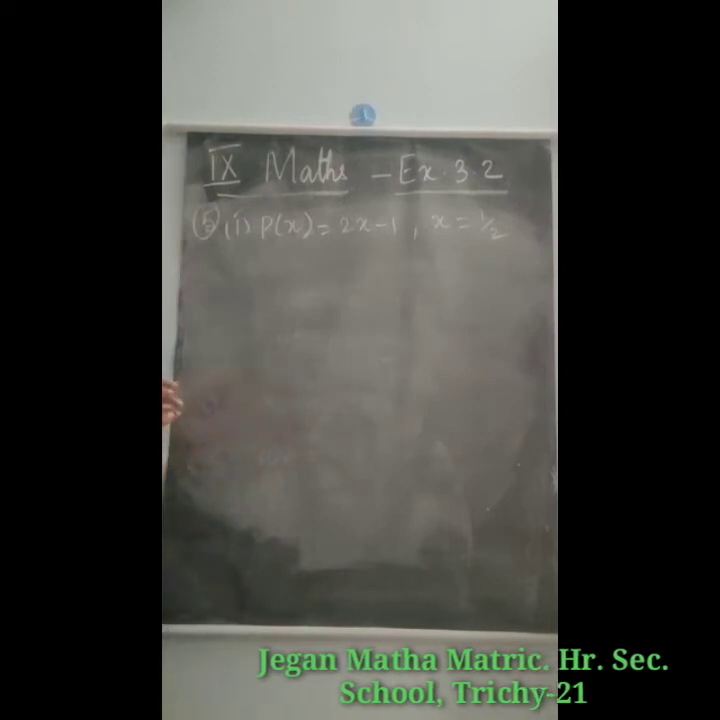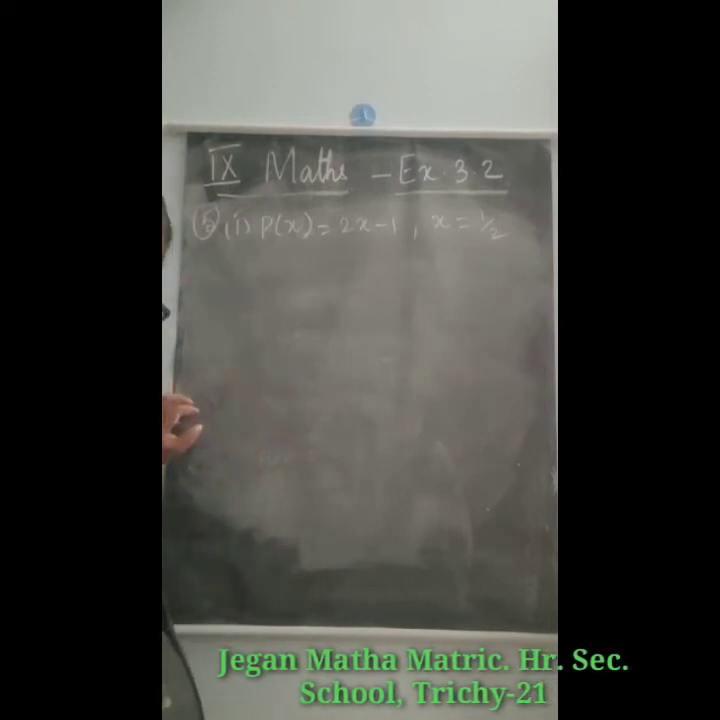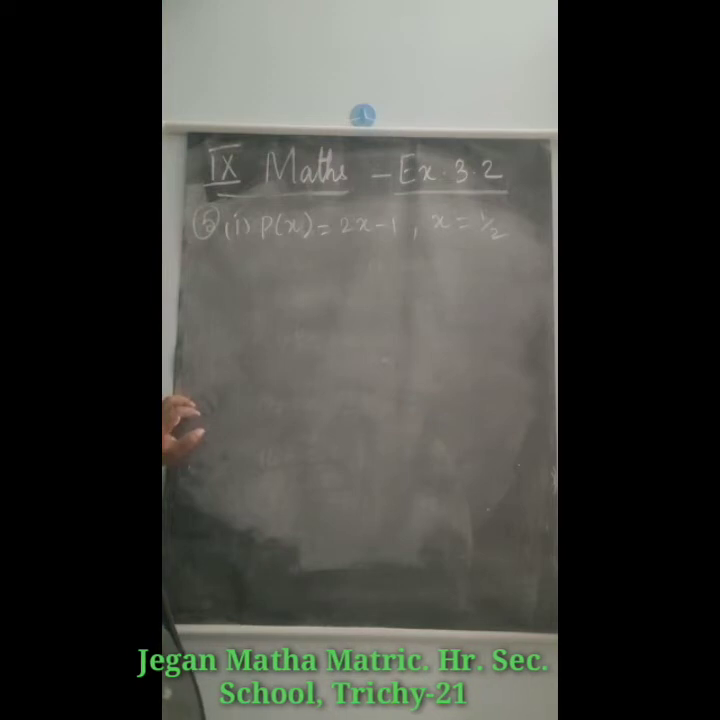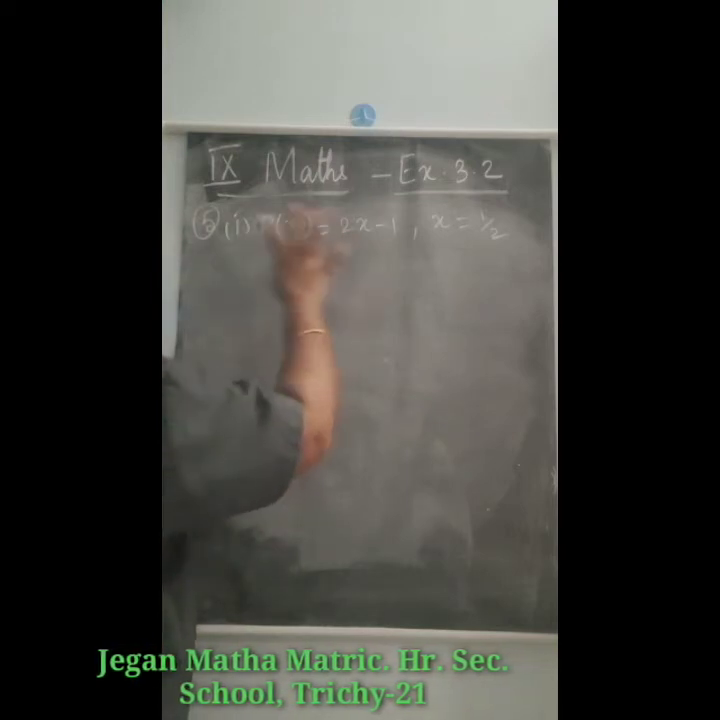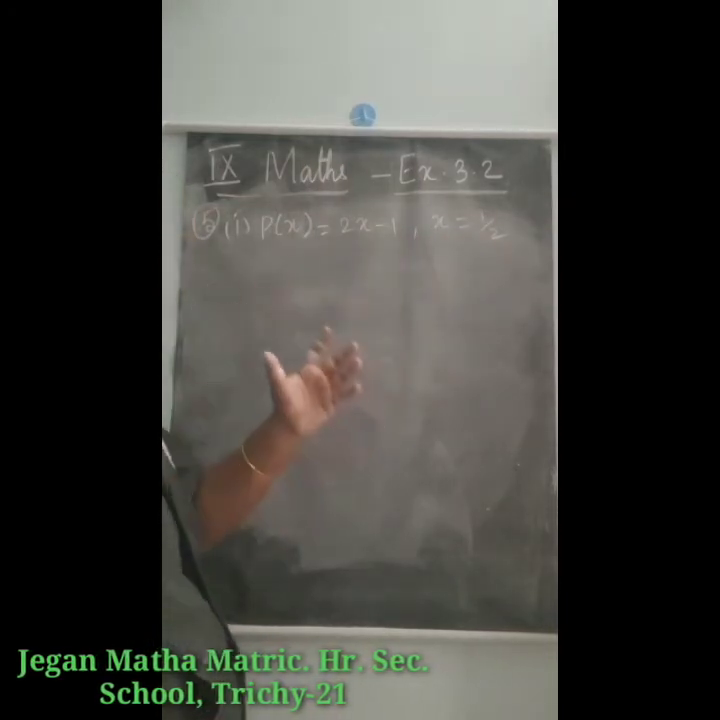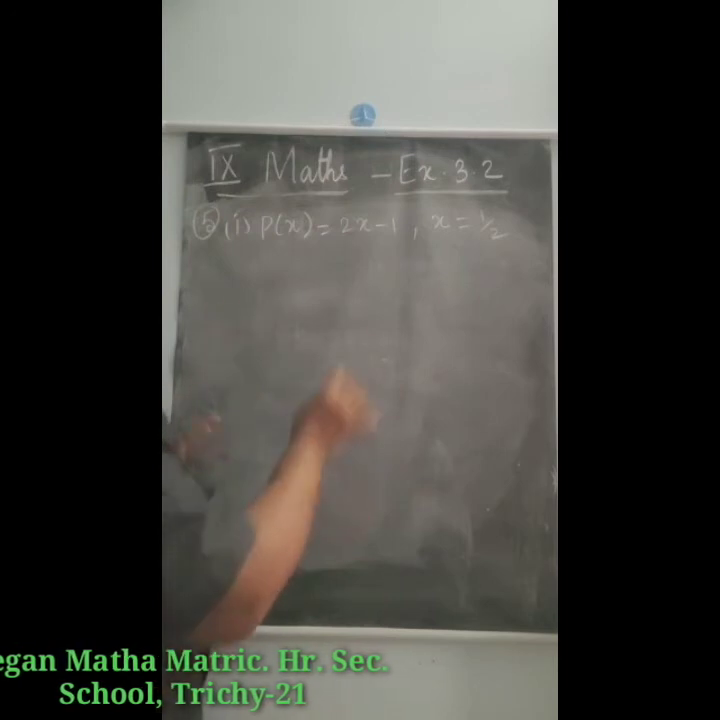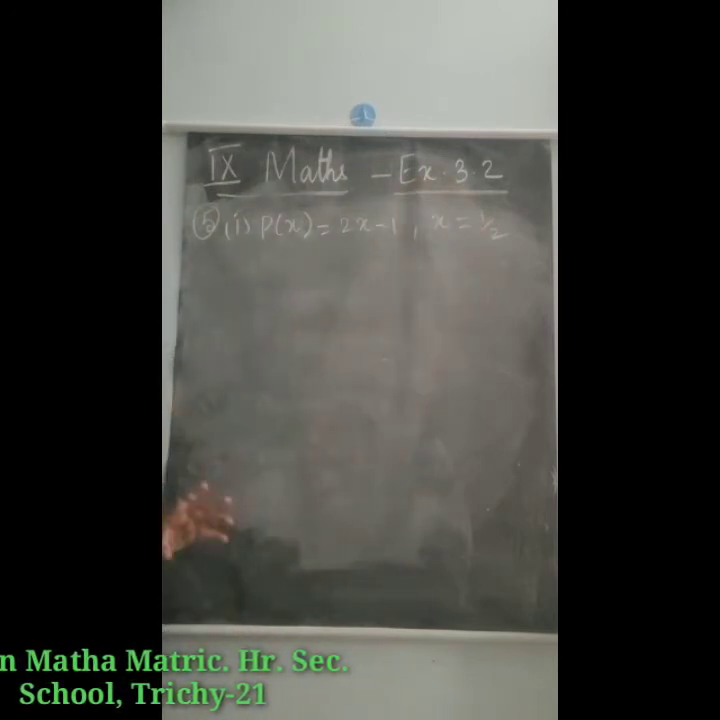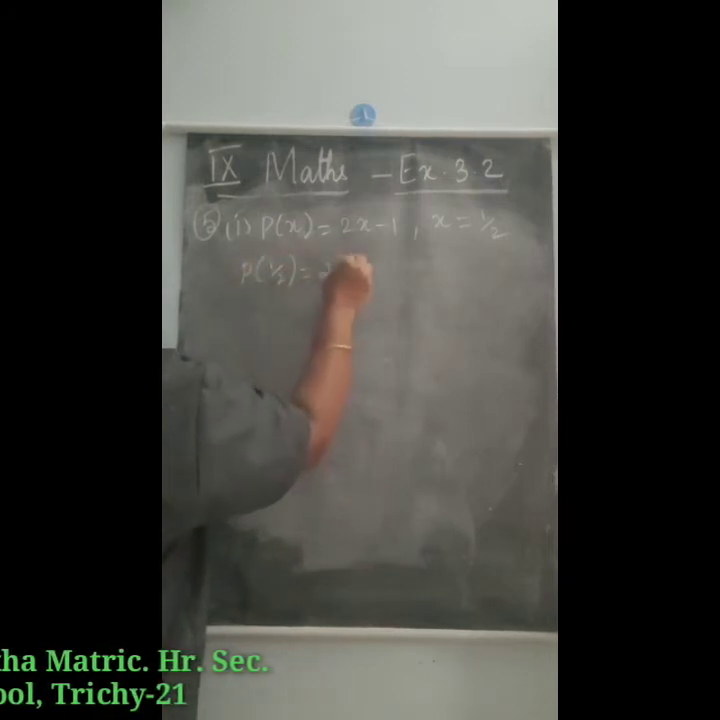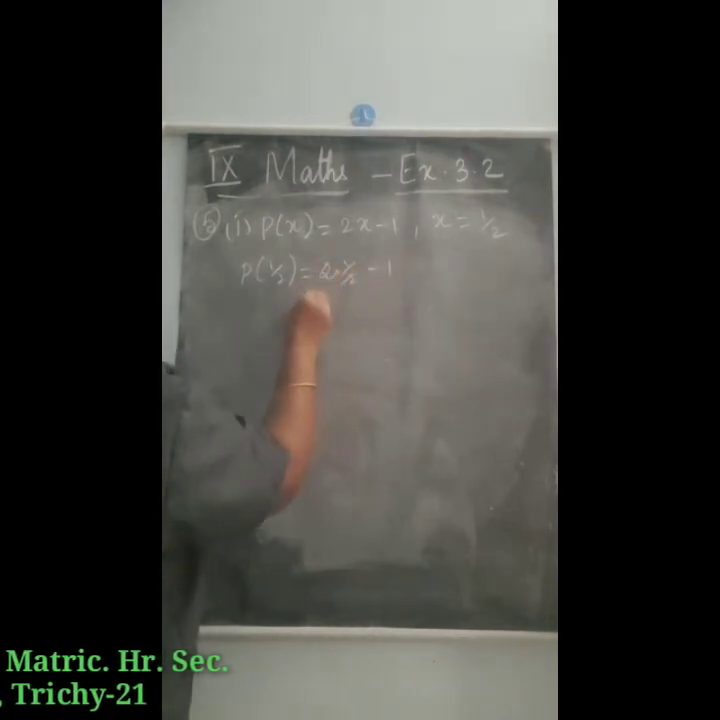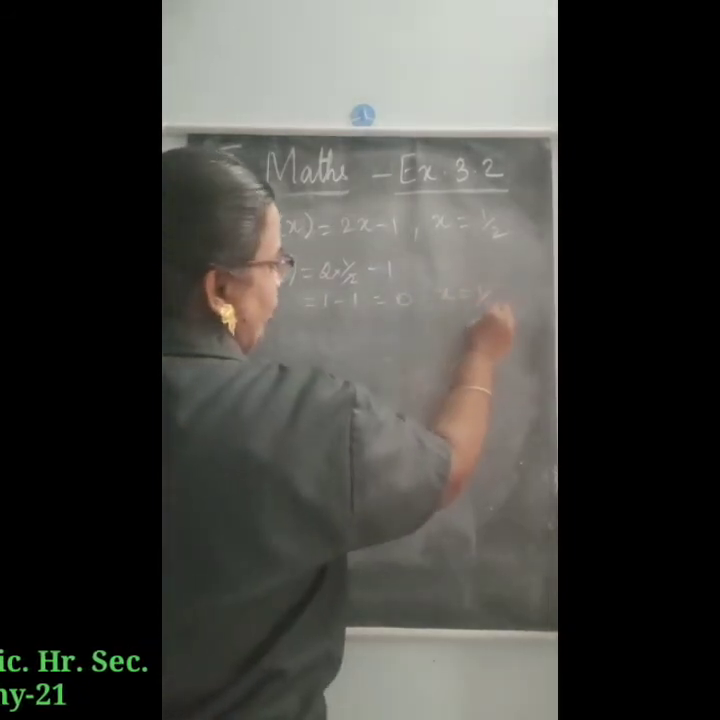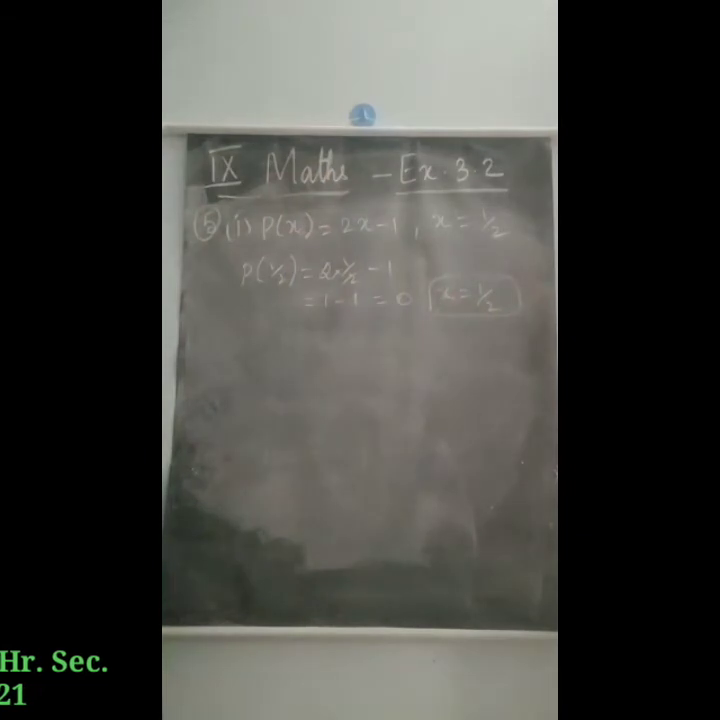The fifth question: verify whether the following are zeros of the polynomial indicated against them or not. We have to check whether it is a zero of the polynomial. Instead of x, you put 1 by 2, and if we get the answer 0, then x is equal to 1 by 2 is the zero of the polynomial. So p of 1 by 2 is equal to 2 into 1 by 2 minus 1. The 2s cancel. 1 minus 1 is equal to 0. Therefore, x is equal to 1 by 2 is the zero of the polynomial.